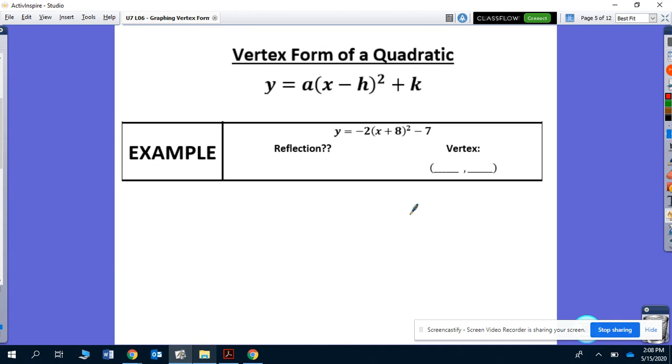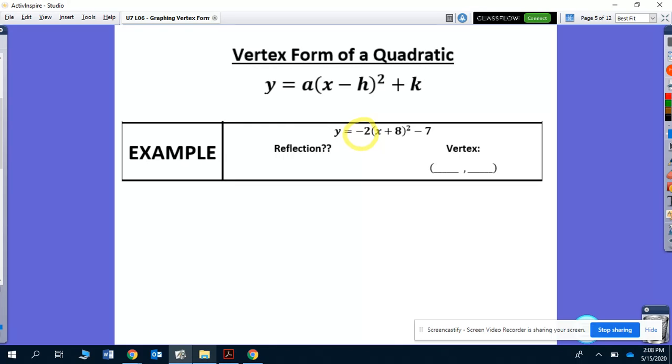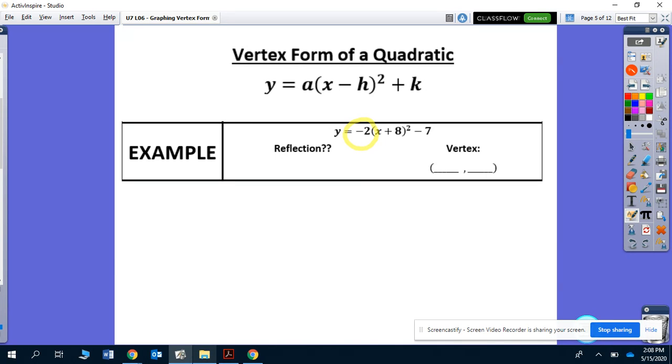Let's start out with the value of a. The value of a in this case is negative 2, correct? So our a value is negative 2. What does that do to our equation? Is there a reflection? That's the first thing. The answer to me would be definitely yes. We definitely have a reflection because our a value is negative.